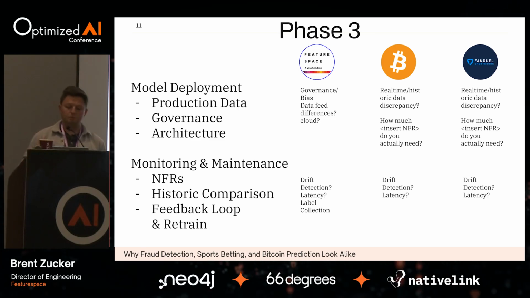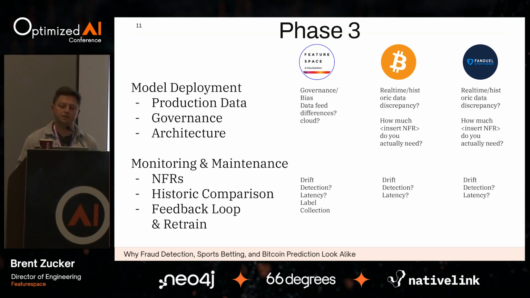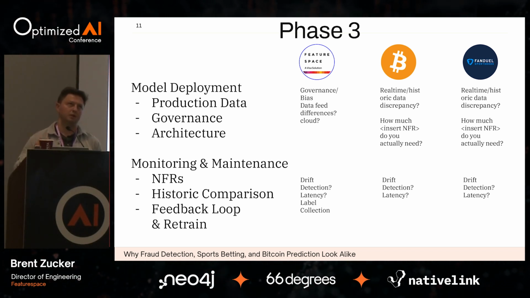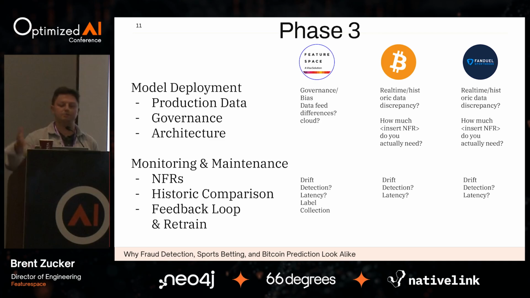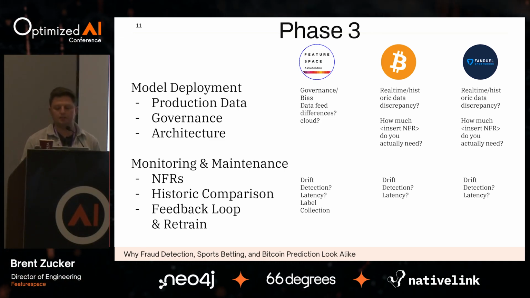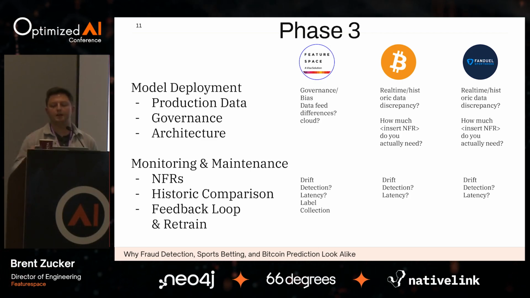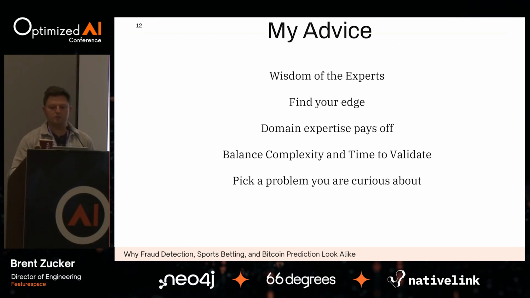And then for the monitoring and maintenance required here, there are a lot of similarities. A key difference in the fraud space is label collection, right? When am I going to know if that transaction was fraud? When am I going to get that feedback, and how could I use that to retrain, et cetera? But obviously a key thing here is your drift detection. Are your distributions changing, and has latency changed as you've deployed this in production, et cetera? So those are the three phases.